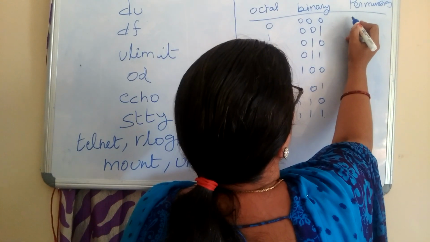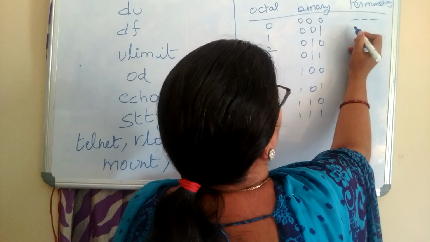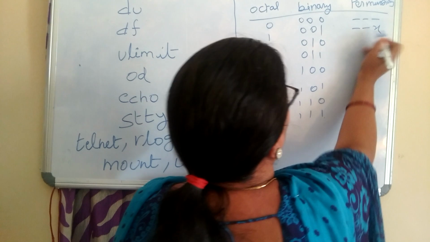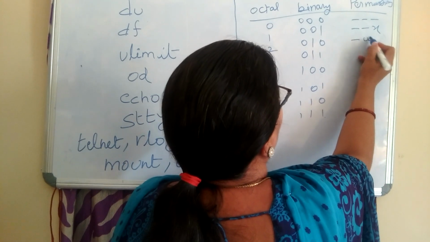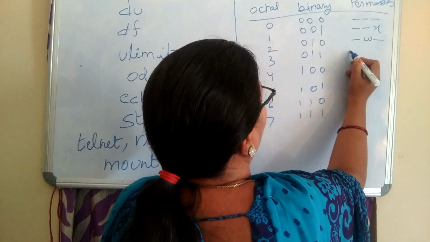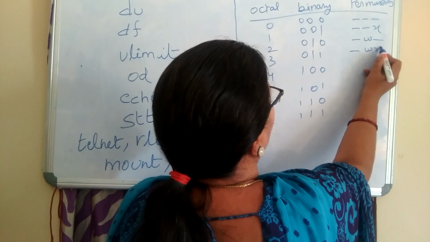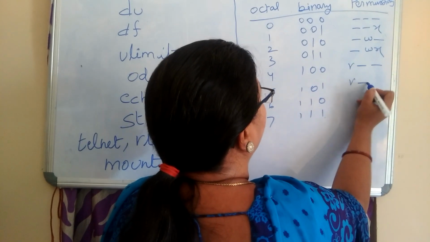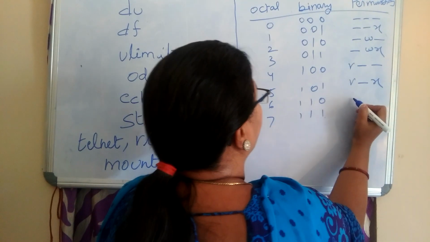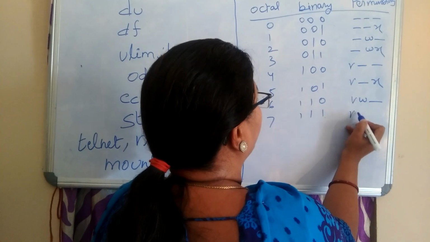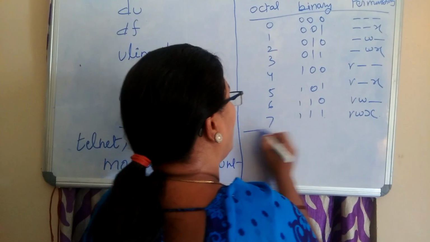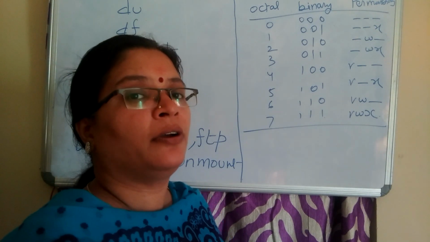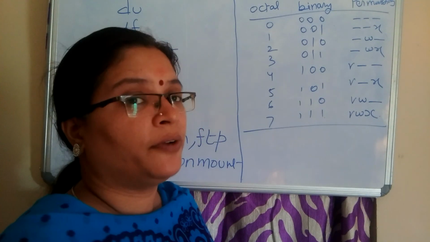Now what are the permissions here? Dash, dash, dash. So what is 1 here? There is no read, no write, only execute is there. Read is not there, write is there, execute is not there. Read is not there, write is there, execute is there. Read is there, write and execute are not there. And here read is there, write is not there, execute is there. Here read and write are there, execute is not there. Here read, write and execute are all there. According to this table, we can specify the permissions of the set of users for a given file.